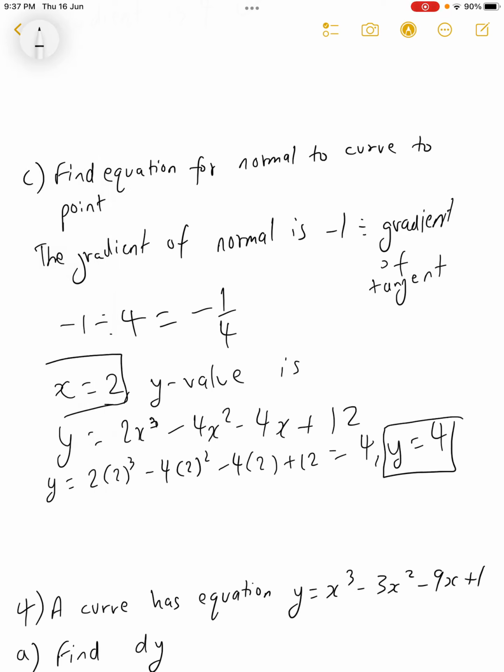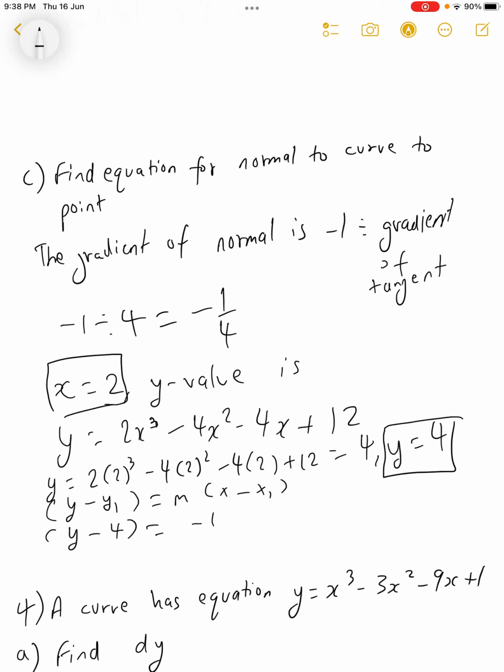So y equals 4, x equals 2. Since we know what the y value is, you're just going to put these values into a formula. We're going to use y minus y1 equals m times x minus x1. Once you do that, you'll find the value of y is minus 4.